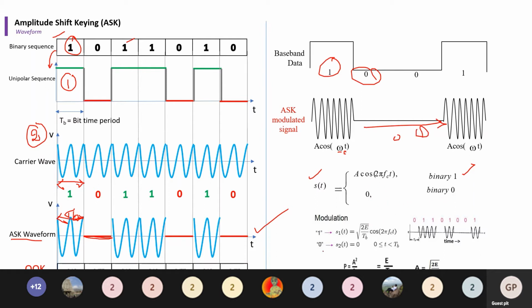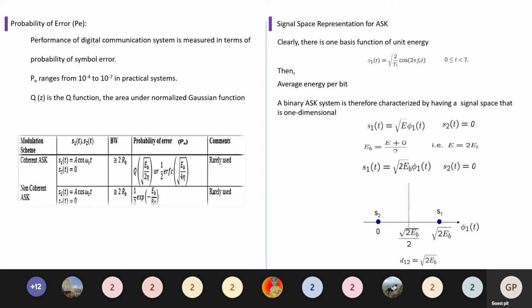And the equation we have for A is the amplitude representation in terms of energy E. As you can see in here, P is equal to A squared by 2, and that way we can represent amplitude in terms of energy. The equation will be A equals root of 2E by T_b. Important formulas that we have to study, not only for ASK but for all types of digital modulation, are the probability of error, and the probability of error for coherent ASK and non-coherent ASK are given in this tabular column.